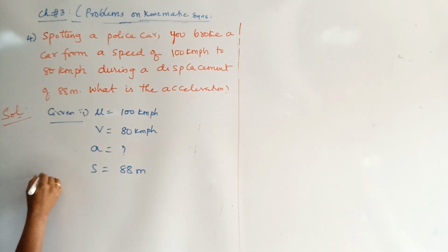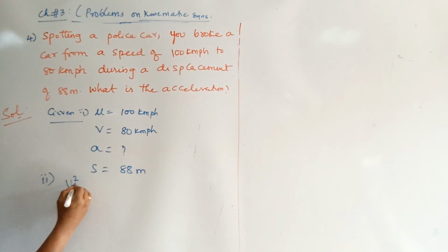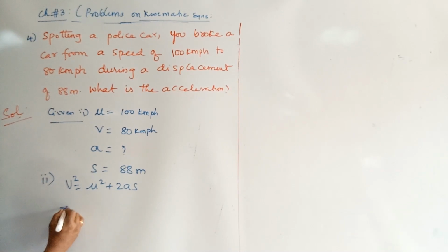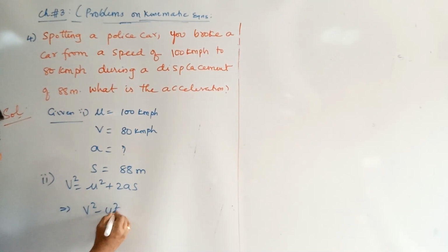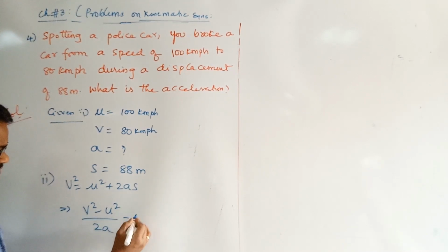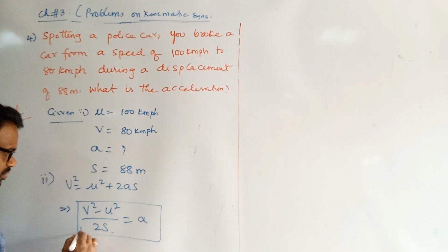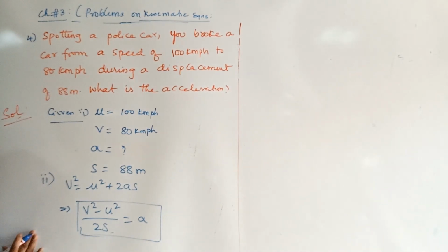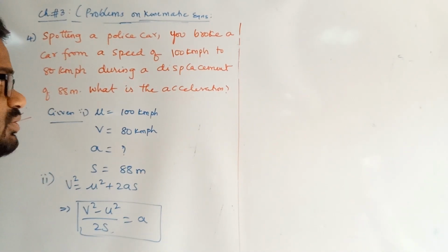Then secondly, look for the appropriate formula. How are these connected? v square is equal to u square plus 2as. What do you need to find? a. Modifying this equation, you can write v square minus u square by 2s is equal to a. This is the equation we need to use because the data is given for this one. But can you directly substitute the data here?